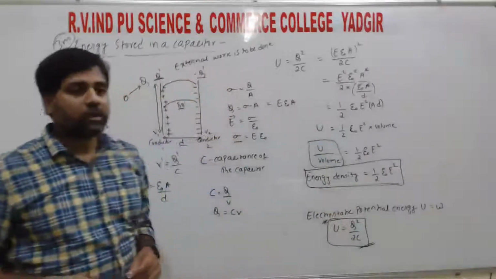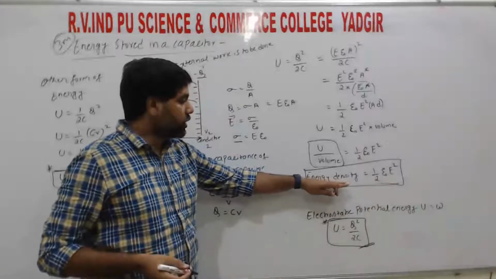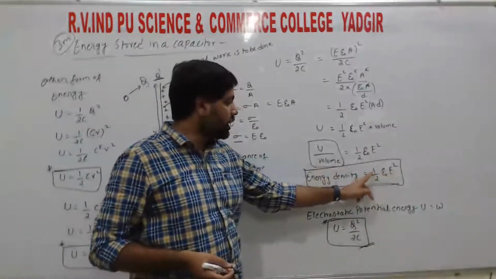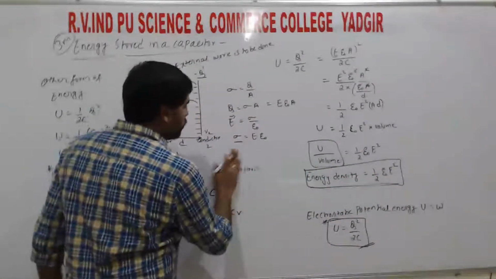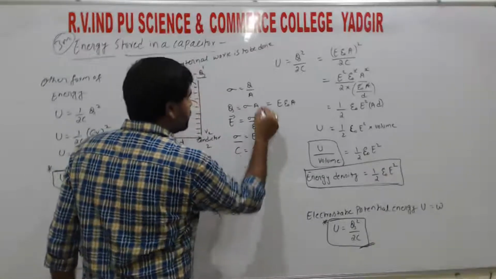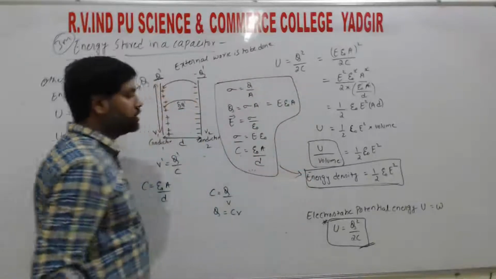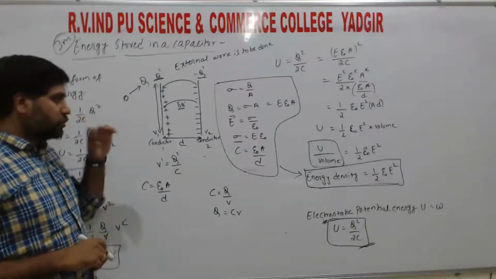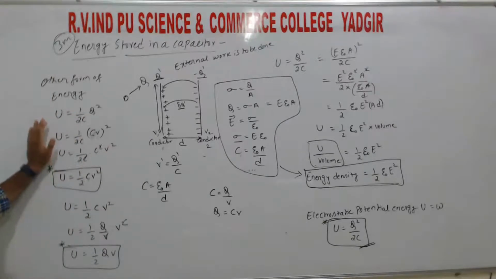So this one is the relation in terms of electric field. That means the energy stored in a capacitor due to the electric field E, we have the relation 1 by 2 epsilon naught E square. Here we will write one more relation, that is C is equal to epsilon naught A by D. So by using these, we derive the energy density, right? So this is about the energy stored in a capacitor, right?